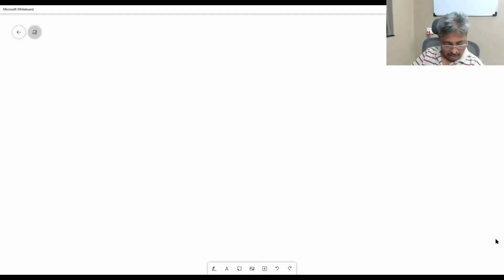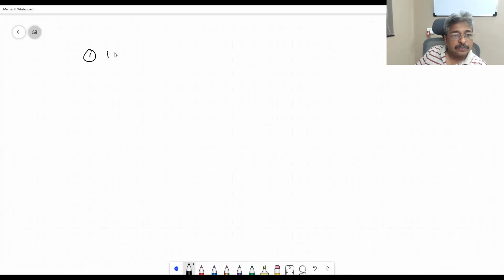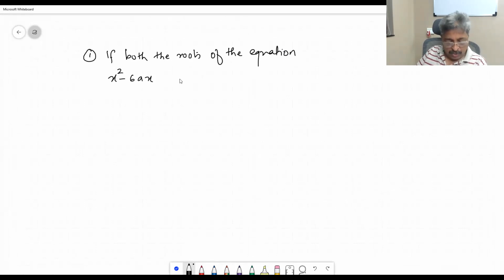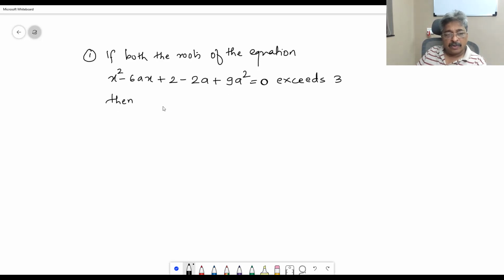Okay, solve this problem. If both the roots of the equation x square minus 6ax plus 2 minus 2a plus 9a square is equal to 0 exceed 3, then find all values of a.